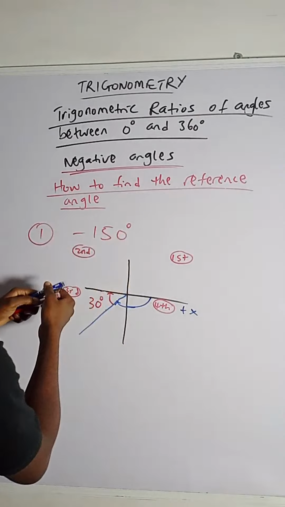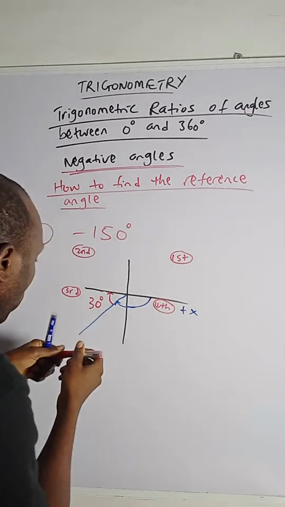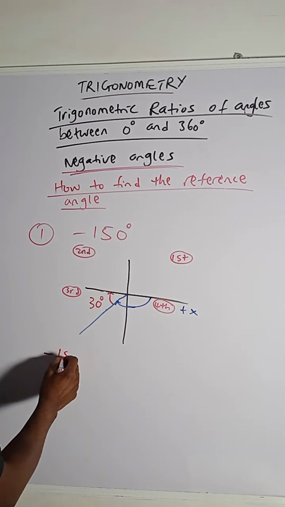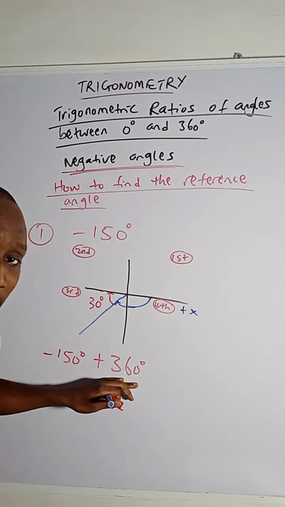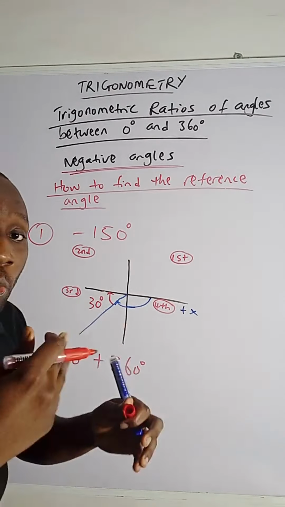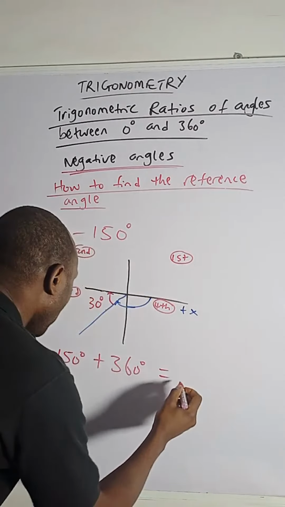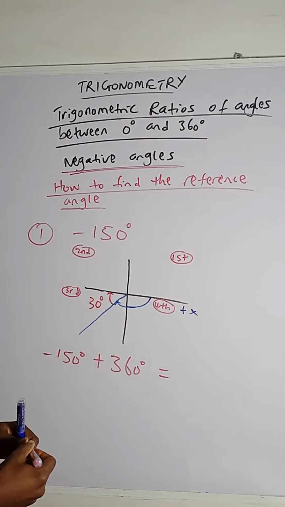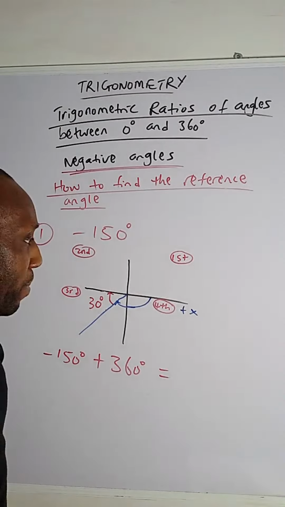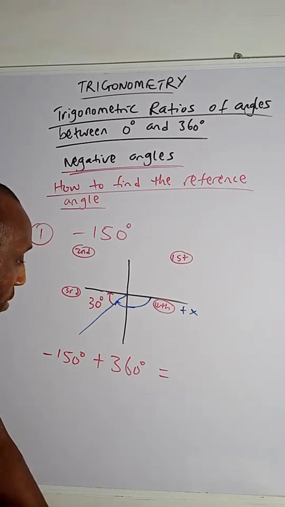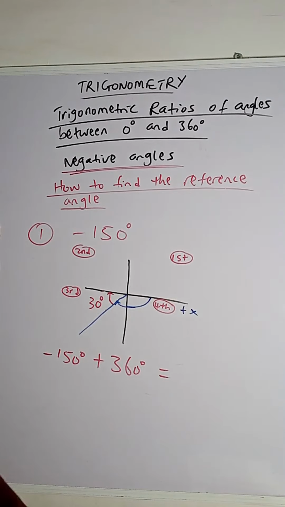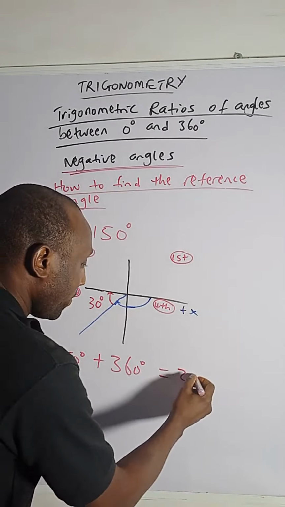So to do this, I'm going to add 360 degrees. This 360 degrees will help us to convert it to a positive angle. So when you add 360 to minus 150 degrees, what will that be? Who can tell me? That's going to be 210 degrees, right? Okay.